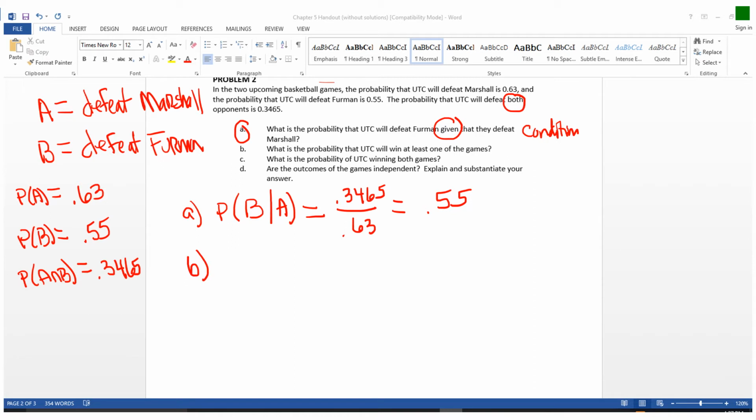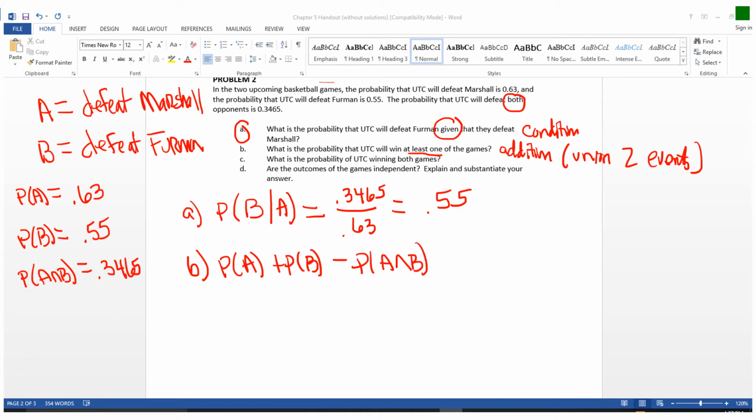Now, letter B. It says, what is the probability that UTC will win at least one of the games? Well, guys, that's going to be our addition law, and that's going to be for the union of two events. And of course, the way you'd solve that is you take the probability of A plus the probability of B, and you subtract out what's called the intersection. Again, that's your addition law. And so you basically just take 0.63 plus 0.55 and subtract out that intersection of 0.3465, and you'd get approximately 0.8335. That would be the answer to part B. That's an addition law question.